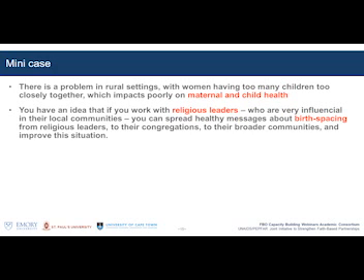And there's an idea that if you work with religious leaders, who we understand are very influential in their local communities, you can spread healthy messages about birth spacing from religious leaders to their congregations, to their broader communities, and this will improve this issue about maternal and child health.